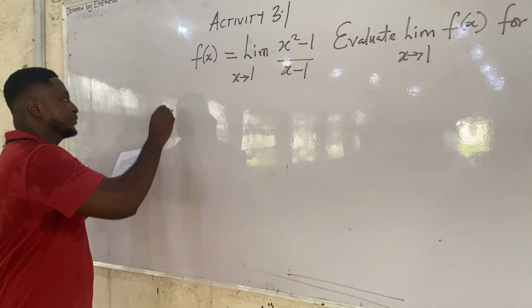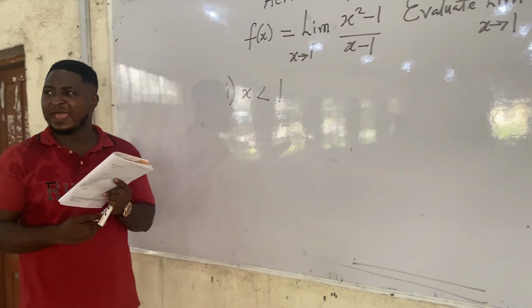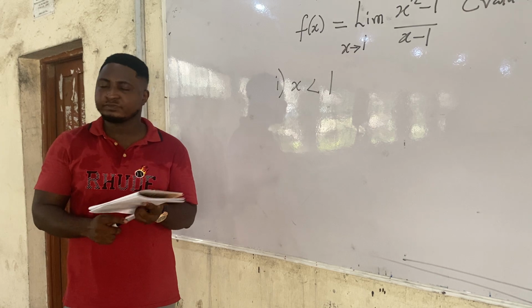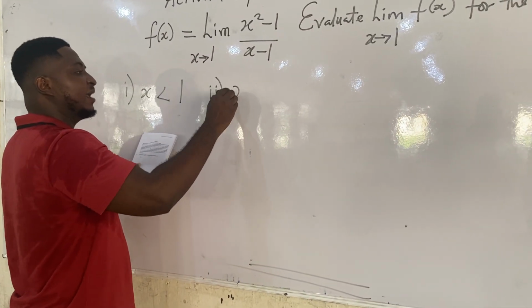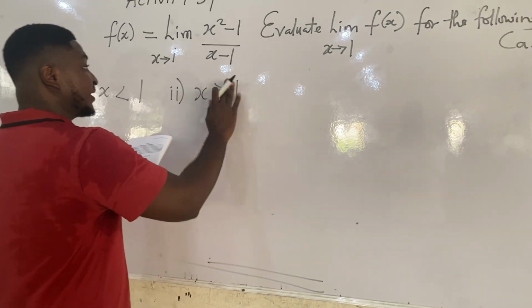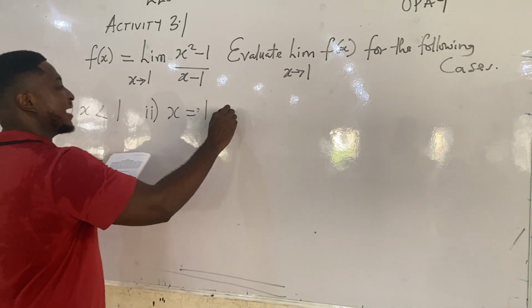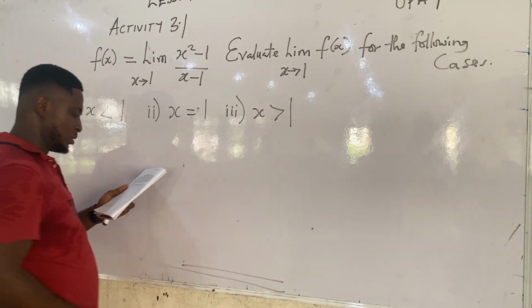I, x less than 1. Now I'll explain what they mean by x less than 1. I, x greater than 1. Sorry, x equals to 1. And I, x greater than 1.